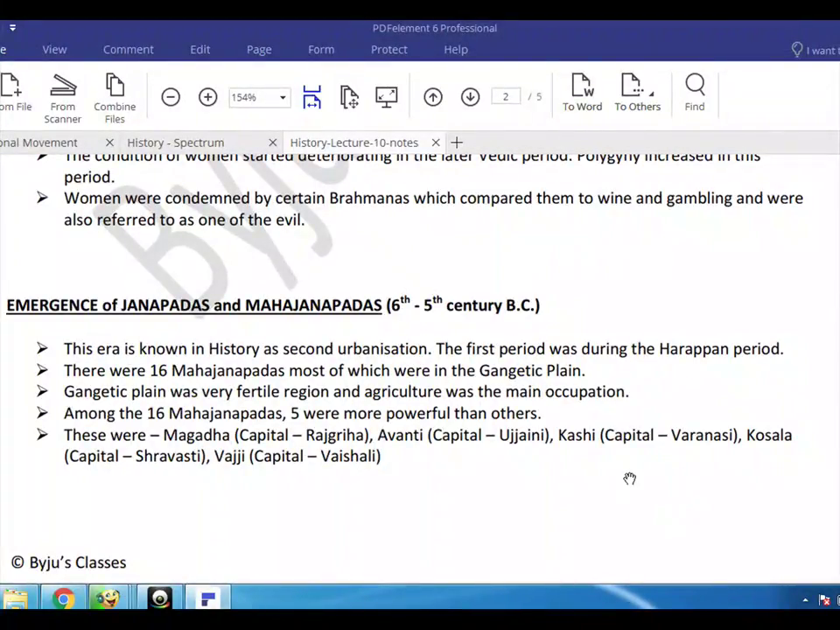There were 16 Mahajanapadas, most of which were in the Gangetic Plain. The Gangetic Plain was a very fertile region and agriculture was the main occupation. Among the 16 Mahajanapadas, 5 were more powerful than others. These were Magadha, capital Rajgriha; Avanti, capital Ujjain; Kashi, capital Varanasi; Kosala, capital Shravasti; Vajji, capital Vaishali.